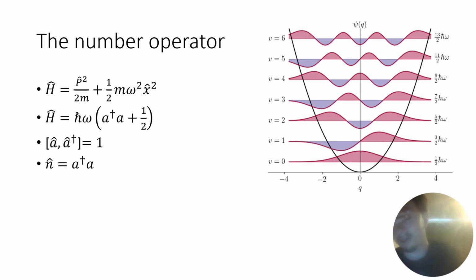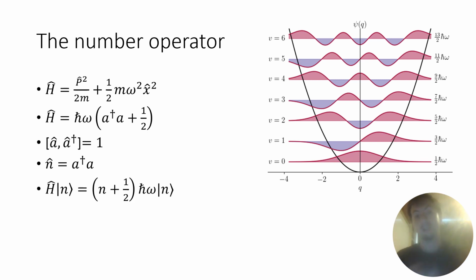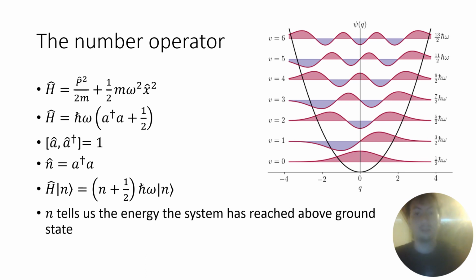And if we want to know how many particles of energy we have in our system on which we have caused particles to be excited above the ground state, then we use something called a number operator, which is n, which we can get by multiplying a dagger with a. And we can then write the Hamiltonian explicitly in terms of the number operator, which is useful if we want to know how many particles we've added or taken away from our system. So, in summary, n tells us the energy the system has reached above the ground state.